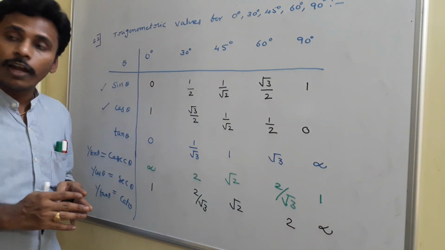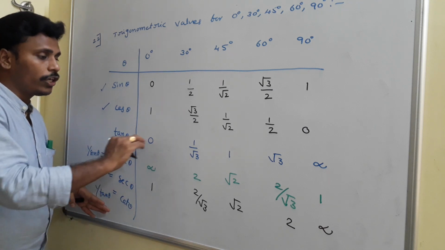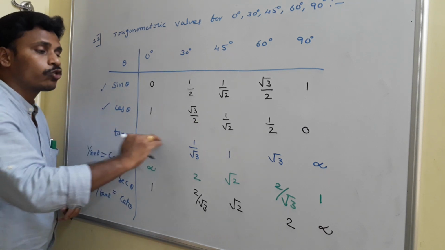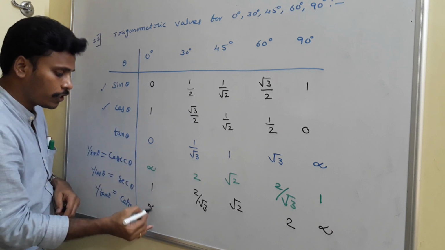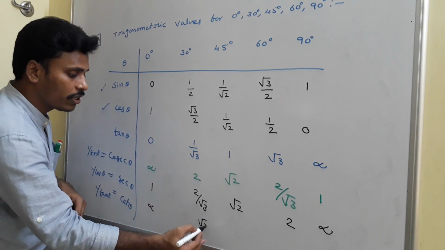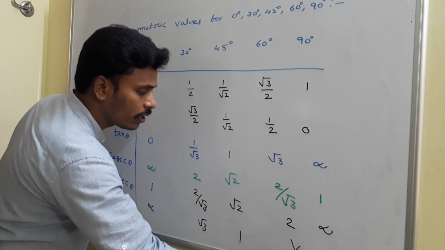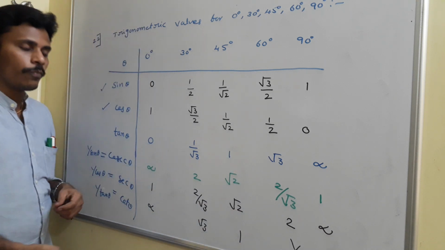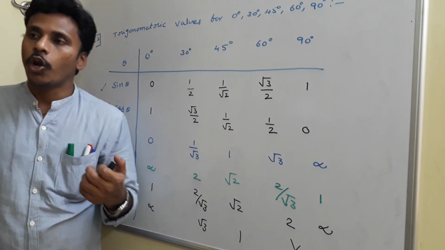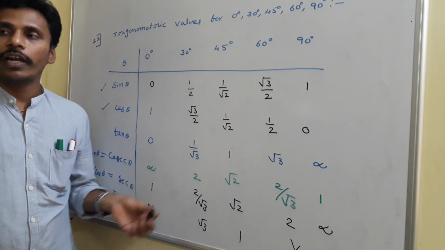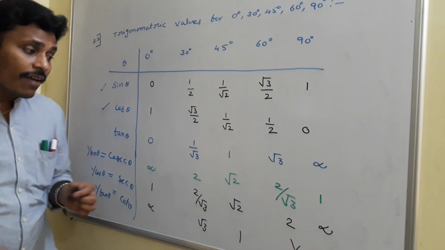And now to find trigonometric values for cot theta, you need to take reciprocals of the values of tan theta. See, reciprocal of 0 is infinity, and for 1 by root 3 it is root 3, and for 1 it is 1, and for root 3 it is 1 by root 3, and for infinity it is 0. Actually infinity means a very large unknown value; we may say it is infinity or not defined, right? Just have a look at this.